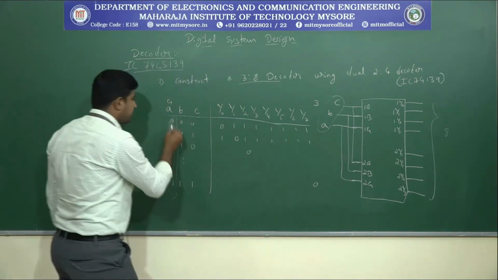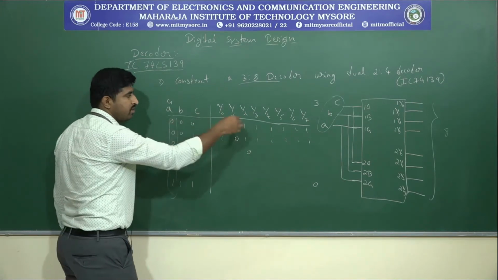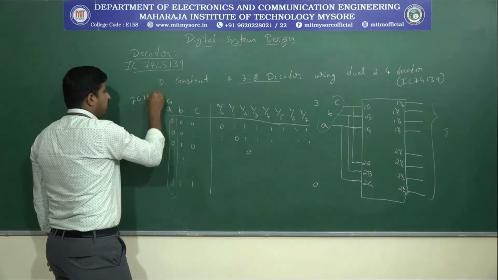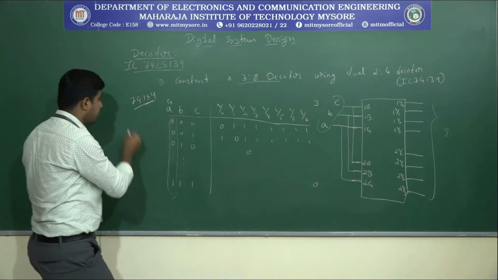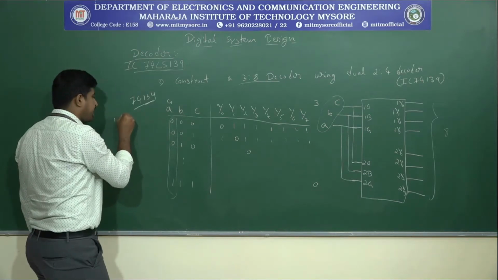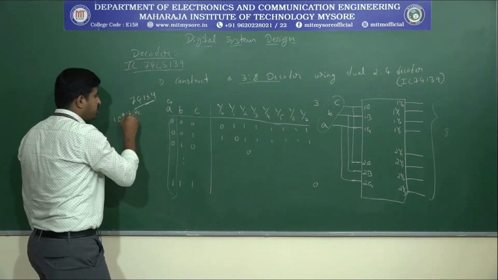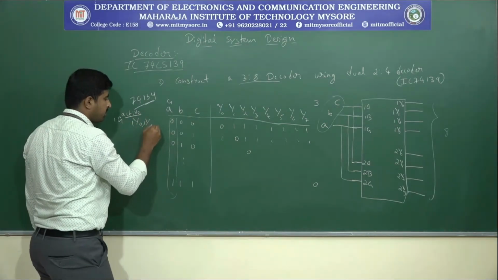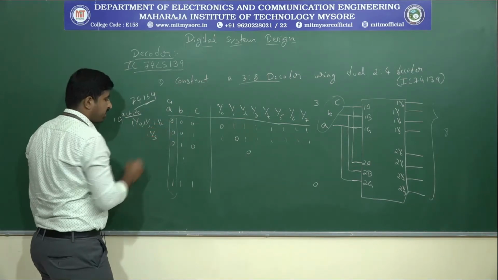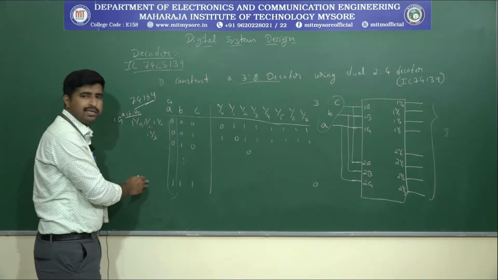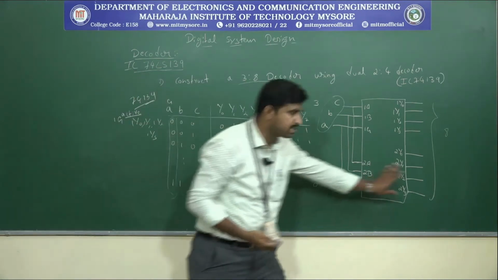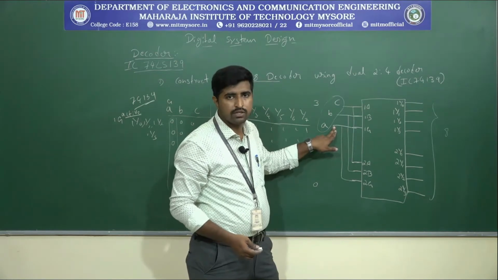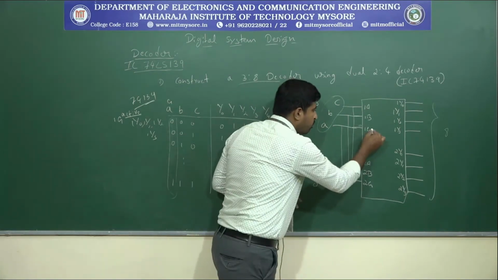Okay, so that means when the G is 0, we know that, if it comes to the 2:4 decoder, that is 74139. So when it comes to 74139, when the 1G is active, 1G is active means we will get outputs on 1y0, 1y1, 1y2 and 1y3, right? So the remaining will be disabled. So 2y1, 2y2 will be disabled, right? When we give G equals to 0 here, because this is an active low pin, it will be activated.